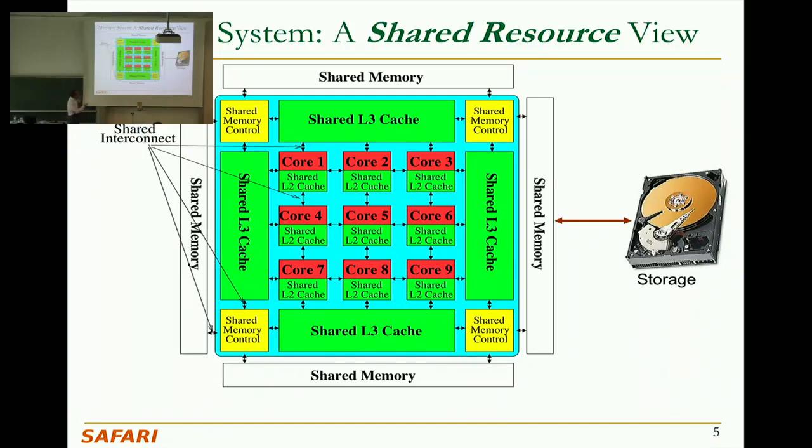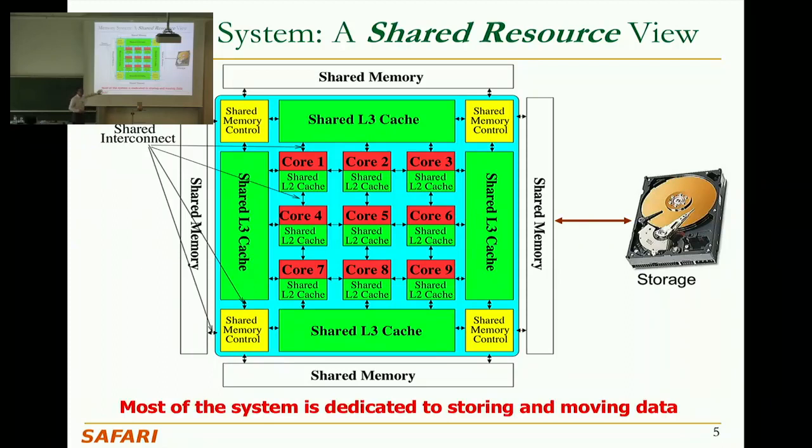And even if you look at a core inside or an accelerator inside, most of it is really memory. It's the L1 cache, registers, interconnects. Computation units are a very small part of the system that we design today. If you actually do the studies, more than 80 to 90% of a single node is dedicated to just memory and storage. So basically, we're going to get back to this picture. Most of the system is dedicated to storing and moving data.